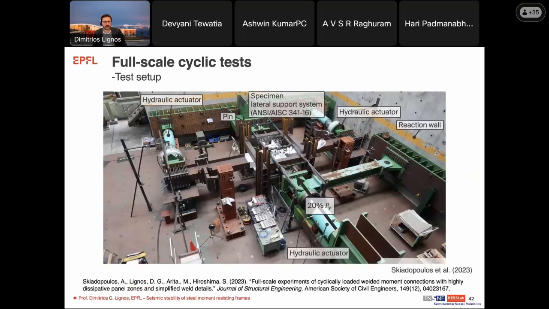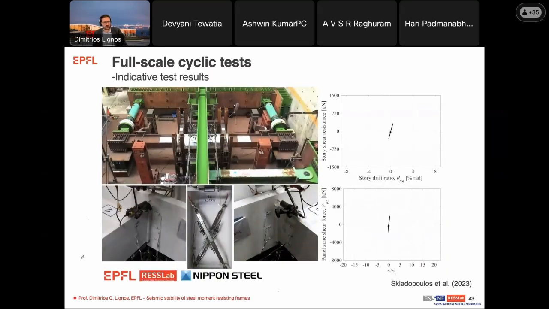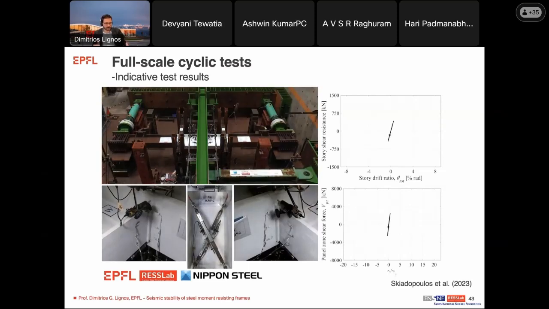So we conducted full-scale tests with our collaborators in Japan, Nippon Steel Corporation, where you see here the beam to column connection. The column is in this position, experiencing axial load that is about 20% of Py. And then with the hydraulic actuators here, we are able to apply the cyclic load on the beams. And I'm going to show you one of the tests where here you see the sub-assembly being loaded.